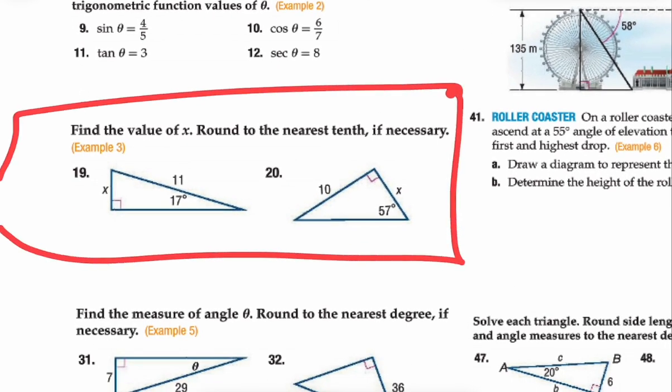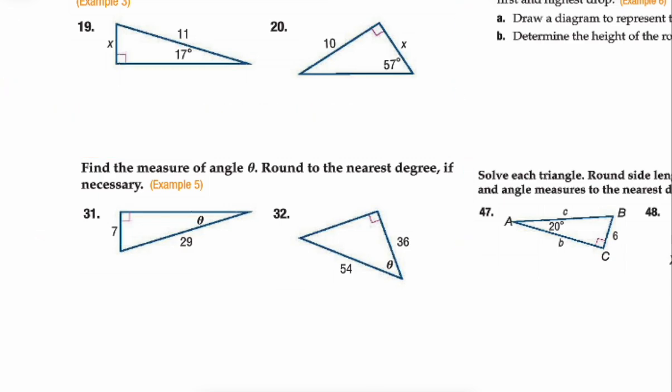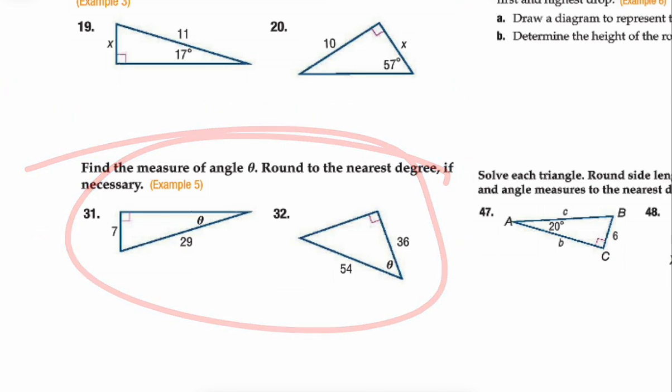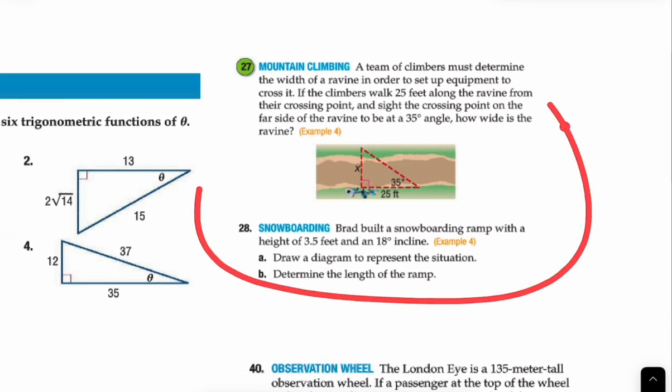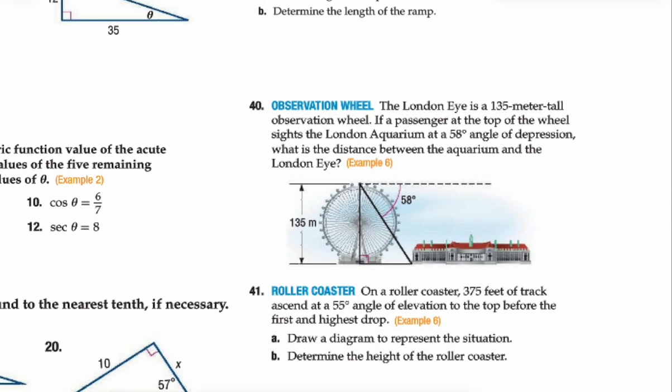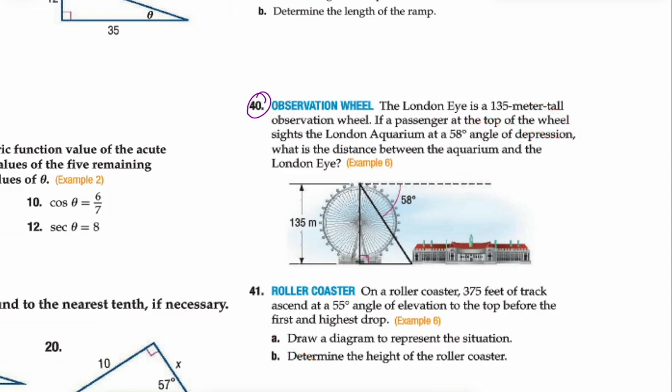9 and 10, find x to the nearest tenth. 31 and 32 is like example 5. You're going to find the degree to the nearest whole degree. You're going to have to use that second button. So far, the only time we're going to have to use the second button is on 31 and 32. These are some applications. You're going to draw the picture. If you need help drawing the picture, let me know. Problem 40 and 41 are bonus.